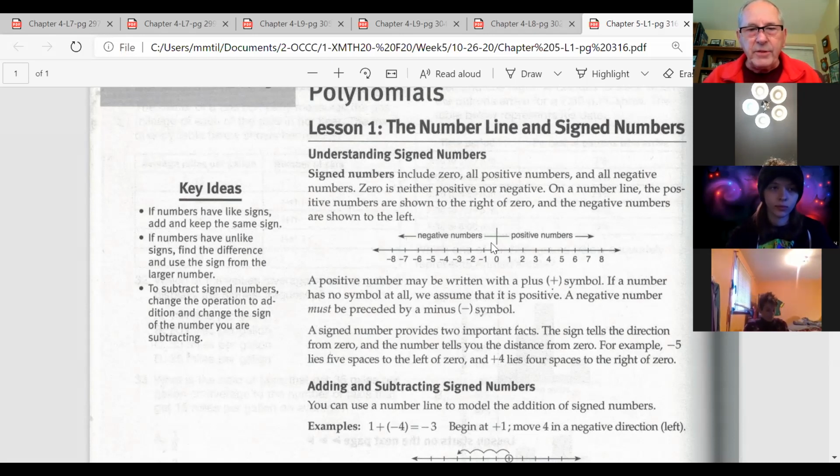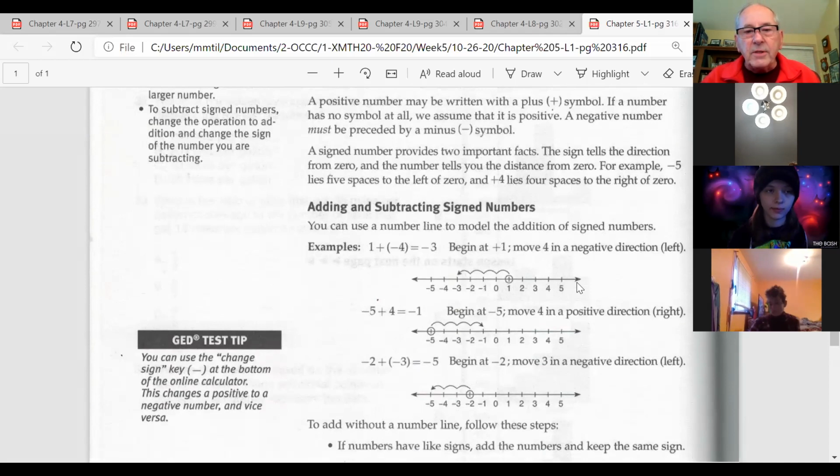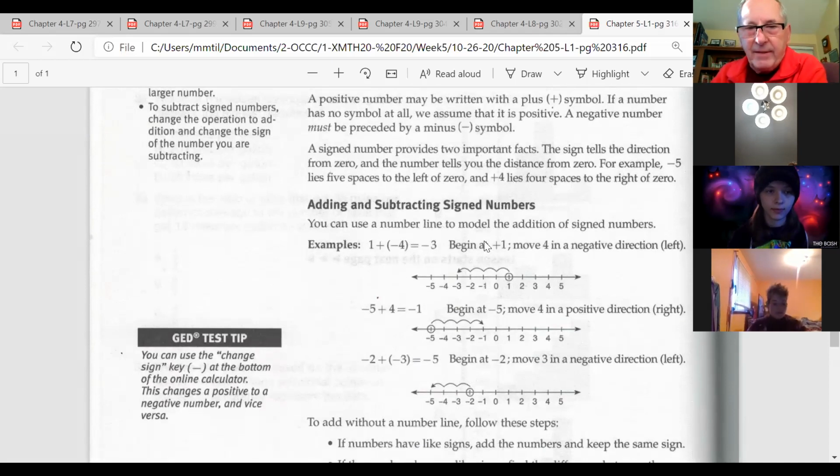Anything to the left of 0 is negative. Anything to the right of 0 is positive. And they use the number line to show how to add and subtract signed numbers. Signed numbers means whether they're negative or positive. That's all we're saying there. Example, you've got a 1 plus a negative 4. Well, you're adding a negative. The way I do it, I'm going to show you.